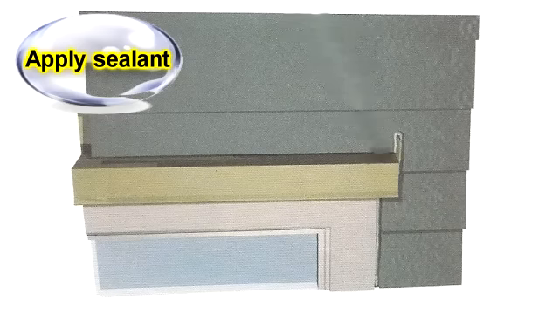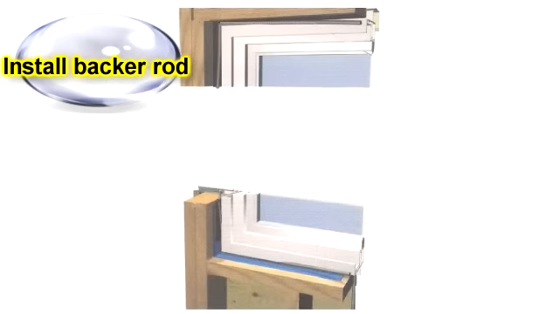Step 18. Apply compatible sealants around the end dam of the head flashing and between the window and the cladding. Step 19. Install closed-cell polyethylene backer rod between the window and the rough framing at the head and jambs.